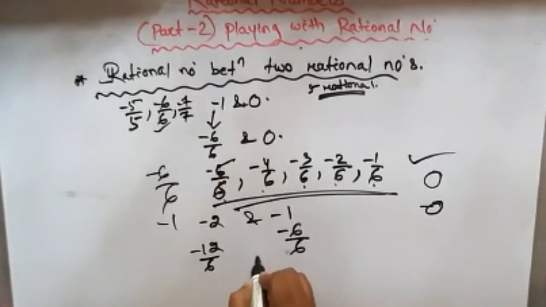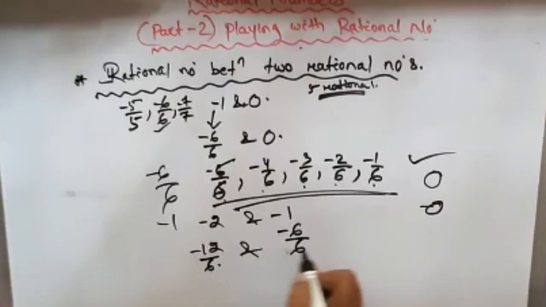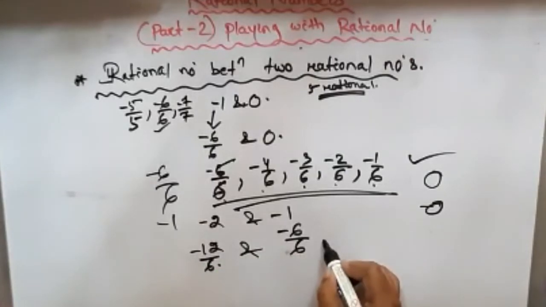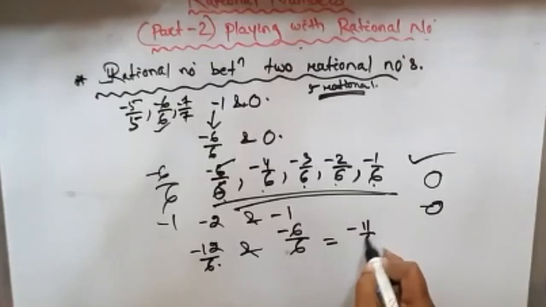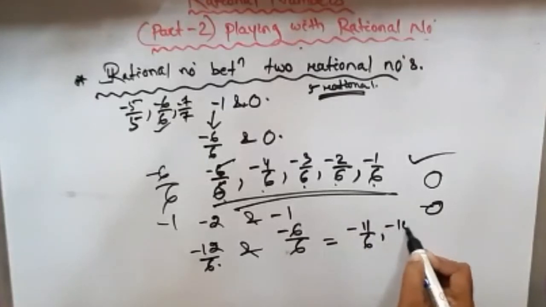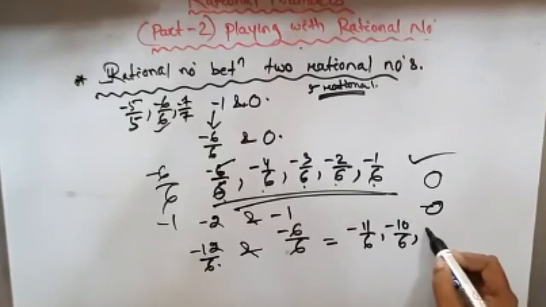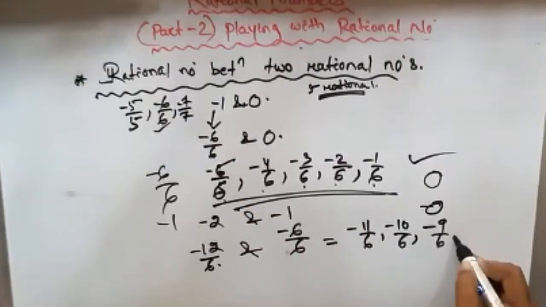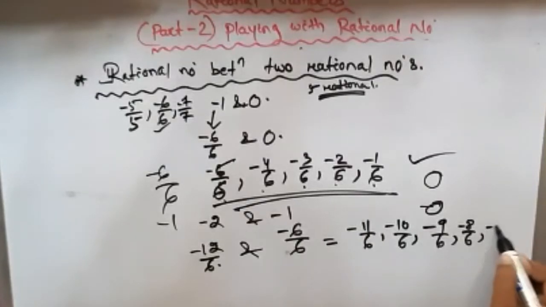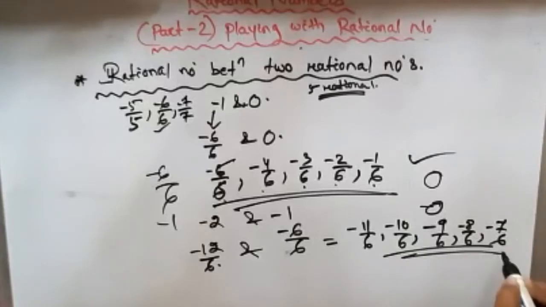So you have to find rational numbers between minus 12 by 6 and minus 6 by 6, which are minus 11 by 6, minus 10 by 6, minus 9 by 6, minus 8 by 6, minus 7 by 6. So these are the rational numbers between minus 2 and minus 1.